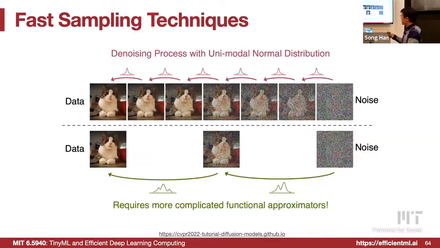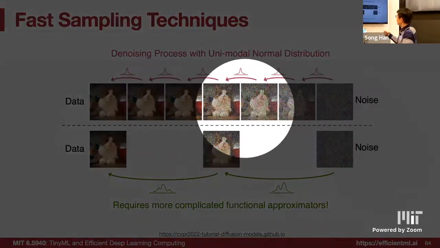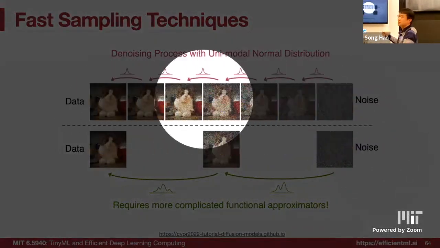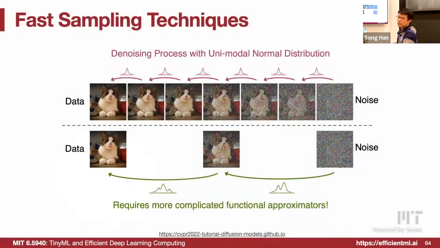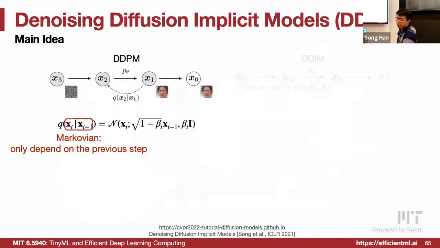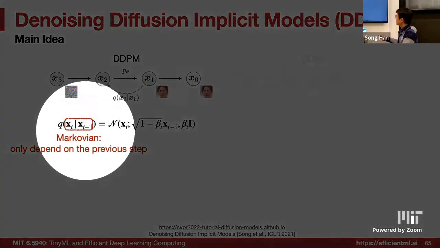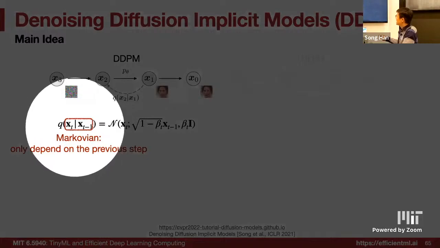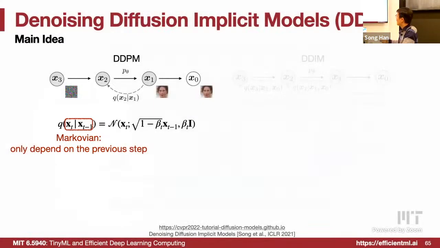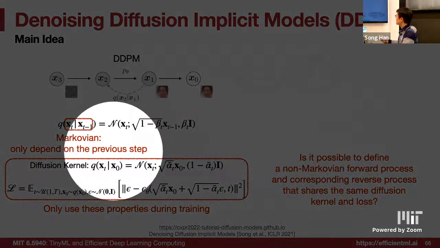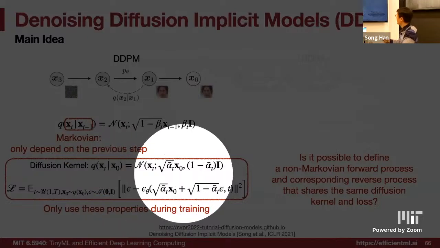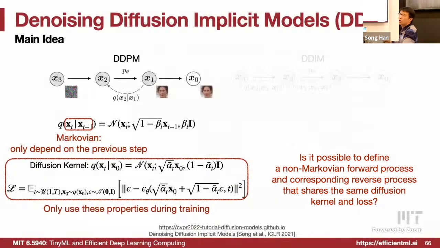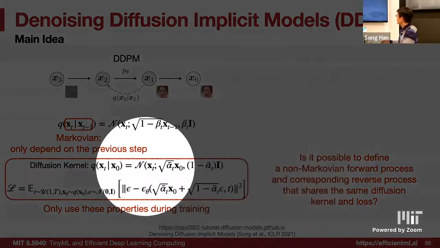The denoising process is an iterative approach, right? From the noise to the data. The idea is: can we use fewer steps, with a larger stride, to reduce the number of iterations? Previously the method is Markovian, so each xt is only dependent on the previous time step. We train the model using only this property, but at inference time, can we find a non-Markovian forward process to accelerate it by reusing the same model from training time?